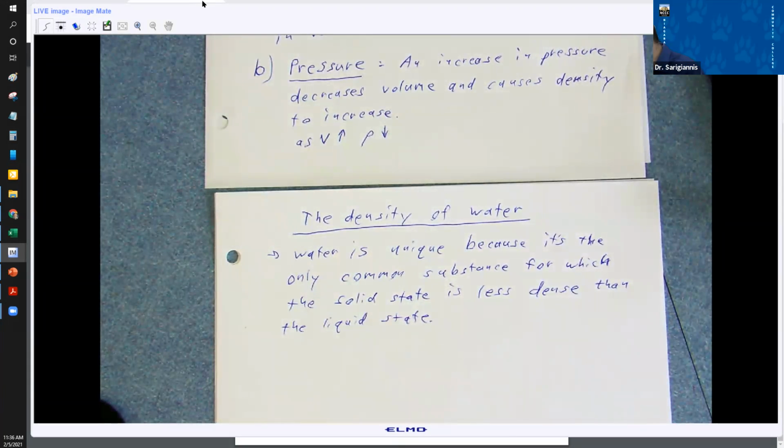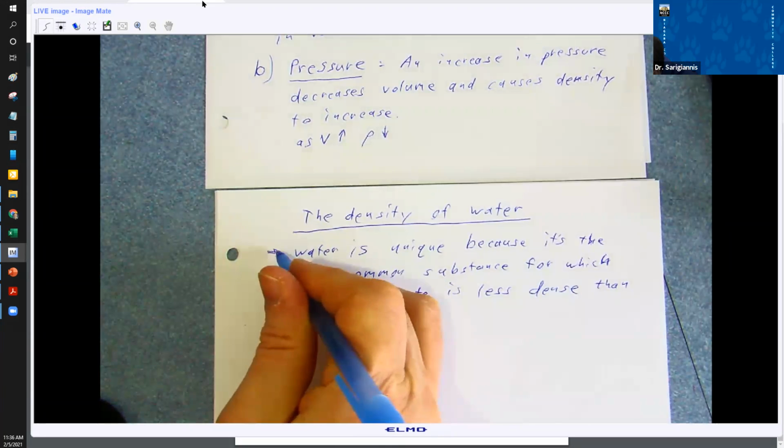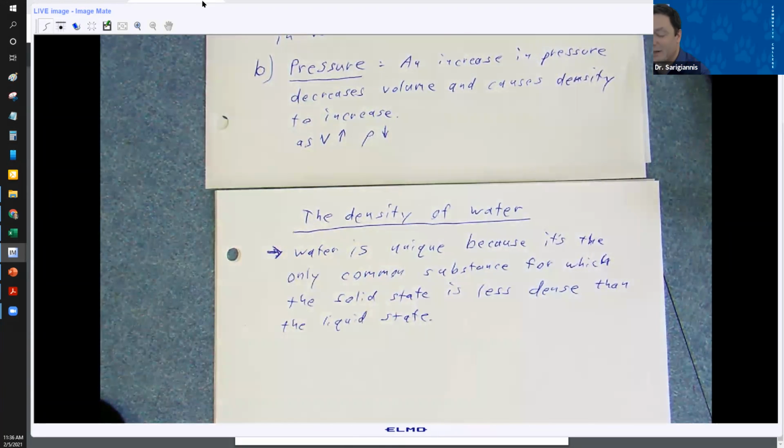And this is so common around us that I think it confuses people's concept of the relationship between mass, volume, and density. Because water is, well, I guess it confuses the concept of environmental factors. Water is one of those few substances, and really the only common substance, where the solid state is less dense than the liquid state, right? Most materials, when they're solid, are more dense than when they're a liquid.